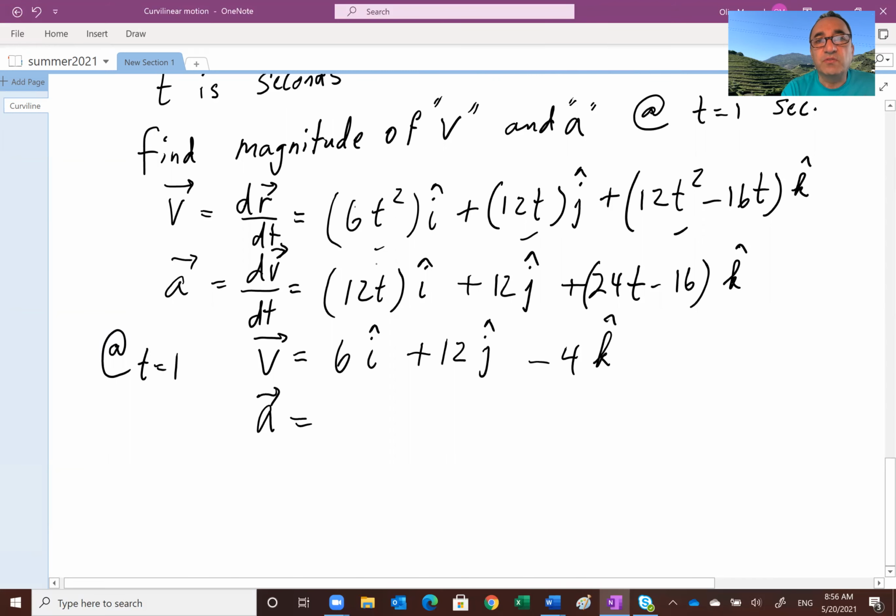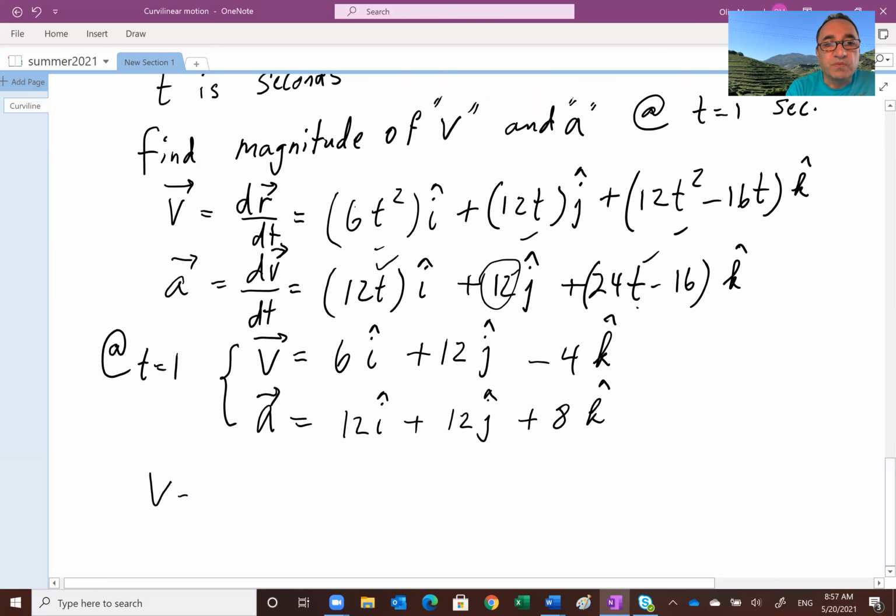Similarly, acceleration, just plug in here, t equal 1. Notice that you get 12I. Look at this guy. This guy is no longer a function of time. So it's always 12, the y component of acceleration. And this one becomes 24 minus 16 becomes an 8k. All right, what about the magnitudes of these?